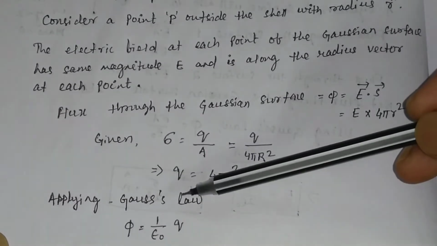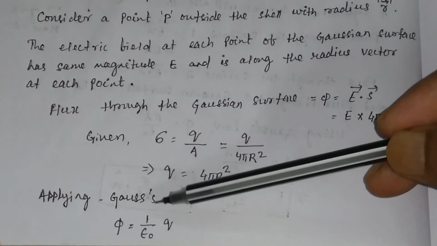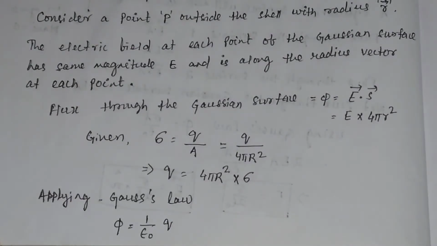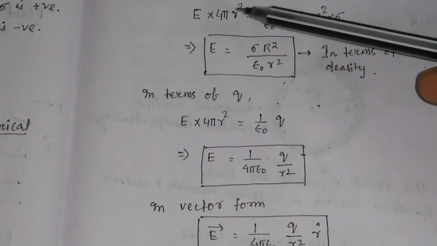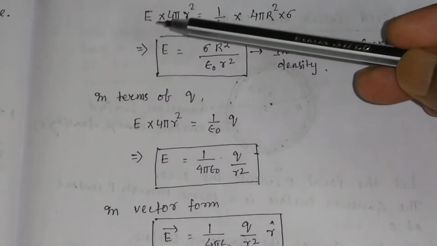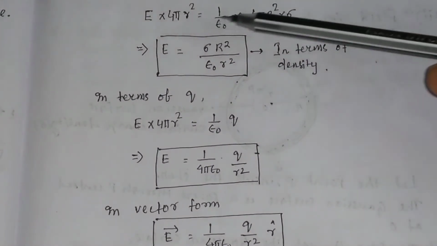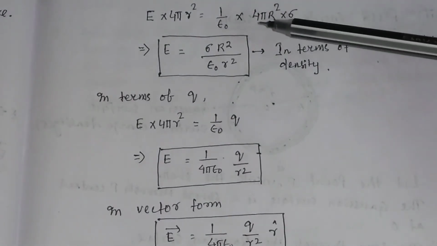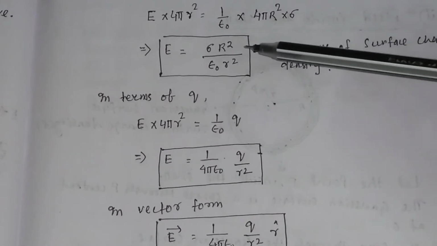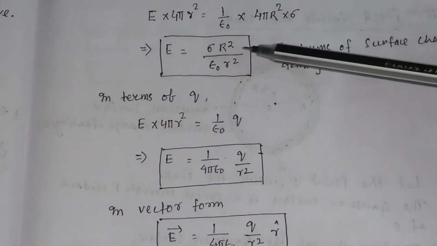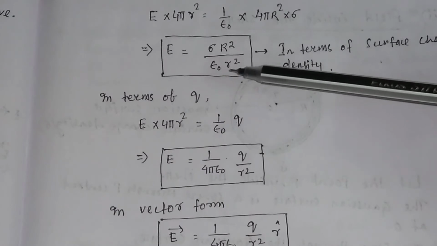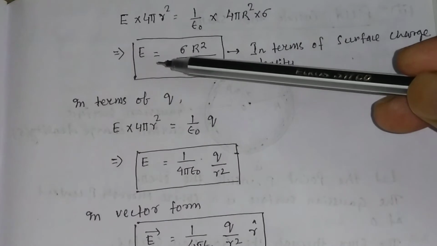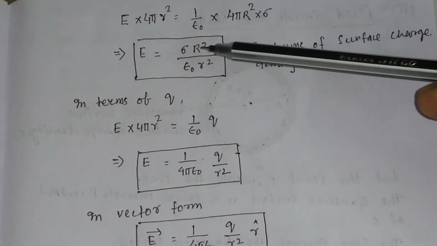So apply Gauss law, that is the flux is equal to 1 by epsilon 0 times the total charge enclosed by the surface. So here the total flux is equal to E into 4 pi r square, that is equal to 1 by epsilon 0 times the total charge, 4 pi R square into sigma. So the field will be equal to sigma R square divided by epsilon 0 r square. This is the magnitude of the electric field in terms of surface charge density sigma.